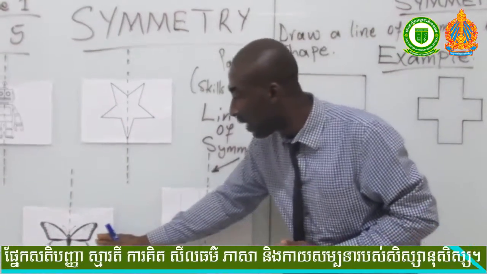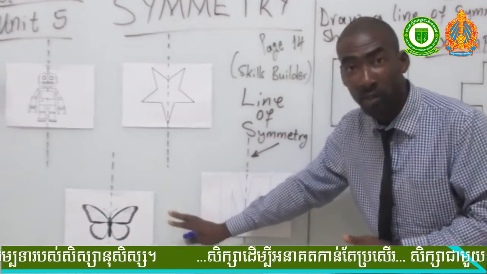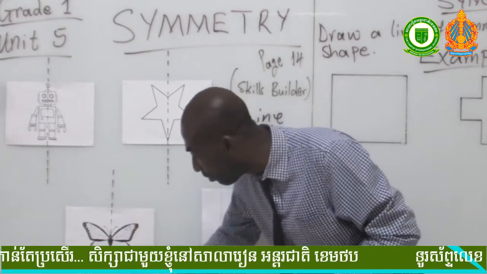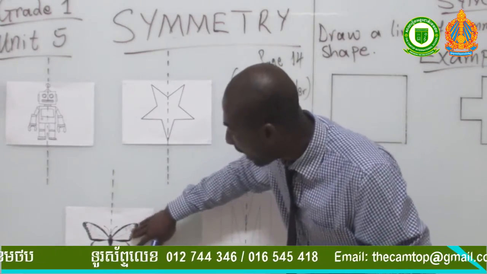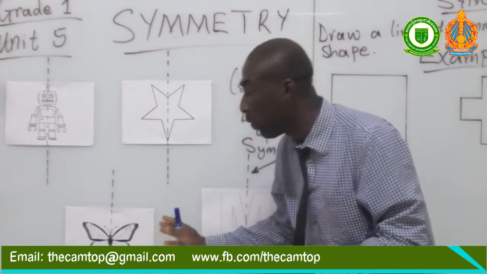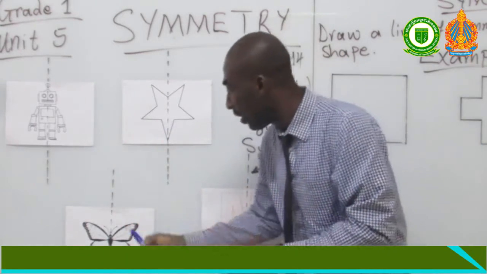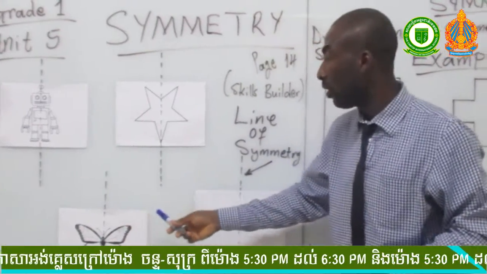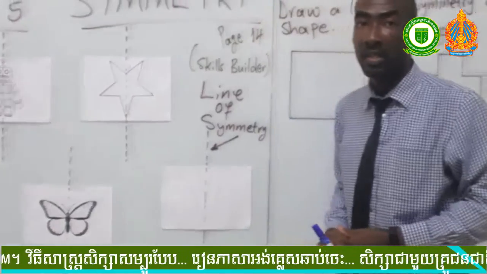Let's look at our butterfly. If you look at this very beautiful drawing of our butterfly, our line of symmetry is going through the butterfly. The wings here are exactly the same as the wings here. So it means that when the butterfly closes its wings, they match. So our line of symmetry is correct because it's showing the same reflection on both sides.